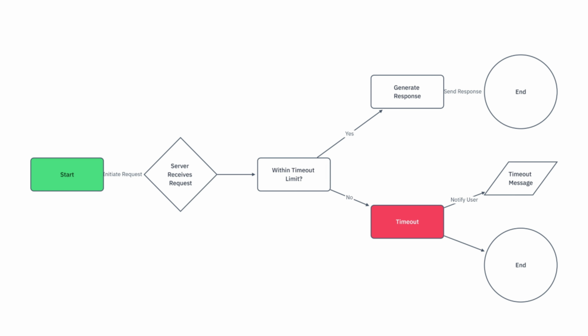Last one, server timeout. Server timeout in milliseconds, often seen as part of logging or API response metadata, refers to how long the server took to process your request, from the moment it received your input until it generated and sent back the response. For example, if server timeout is 450 milliseconds, it means the API took 450 milliseconds to process and reply. This helps you measure performance, latency, or detect if the server is slow.